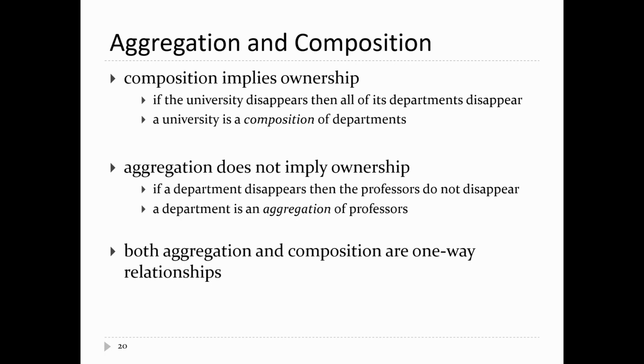So a department is an aggregation of professors, but a professor is not an aggregation of departments. In other words, I am not made up of a bunch of different departments, but a department is made up of a bunch of different professors. Similarly, a university owns its departments. The departments do not own the university. It's strictly a one-way relationship in both cases.